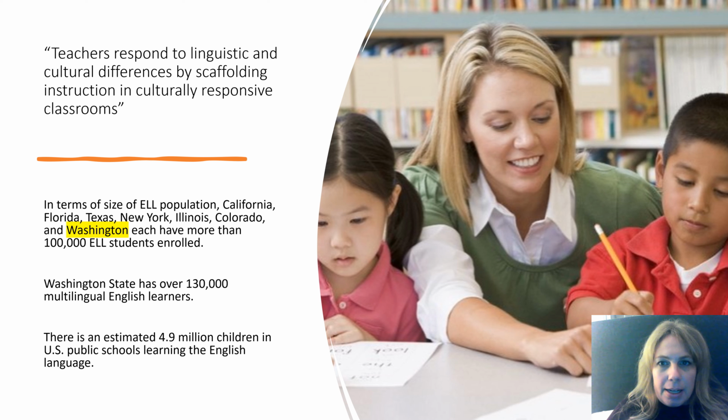The first slide, I was just going to give you some stats regarding ELL in the classroom. In terms of size of ELL population, California, Florida, Texas, New York, Illinois, Colorado, and Washington each have more than 100,000 ELL students enrolled. Washington State has over 130,000 multilingual English learners, and there's an estimated 4.9 million children in U.S. public schools learning the English language.